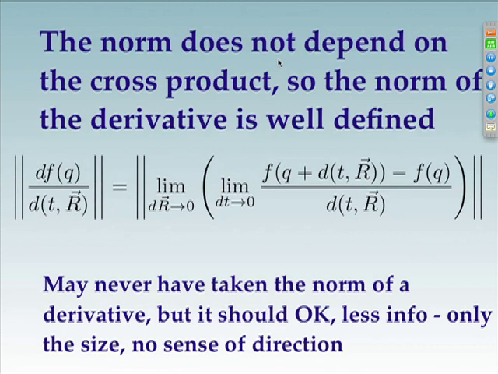And this was my idea, to say that the norm actually does not depend on the cross product. It doesn't show up there, okay? So if I take the norm of these derivatives, that is well-defined. If it's written on the left or it's written on the right, the norm will be the same. So you may not have dealt with norms of derivatives back in high school or even in college, but it should be okay. You're going to get less information though, right? You're just going to get the size of that change. You're not going to get a sense of its direction. But this is all you can do, from my perspective.